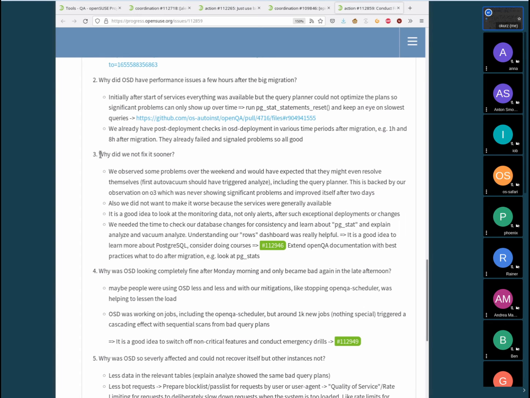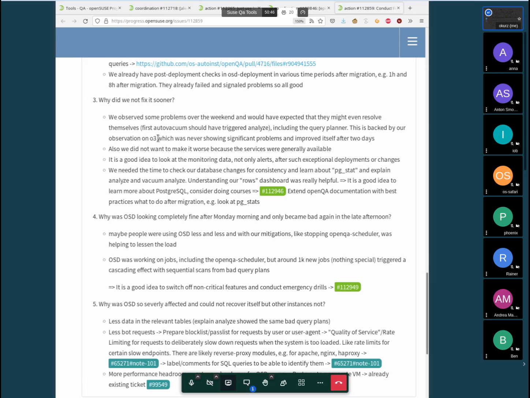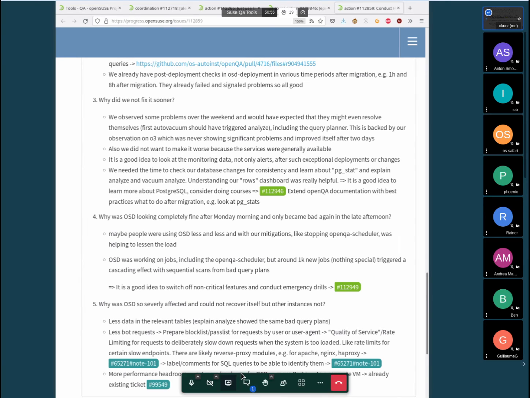So why did we not fix it sooner? Well, we observed some problems over the weekend and would have expected that they might even resolve themselves. The first auto vacuum should have triggered analyze, including the query planner. And this is backed by our observation on o3, which was never showing significant problems, and it did improve itself after 2 days. Also, we did not want to make it worse because the services were generally available.